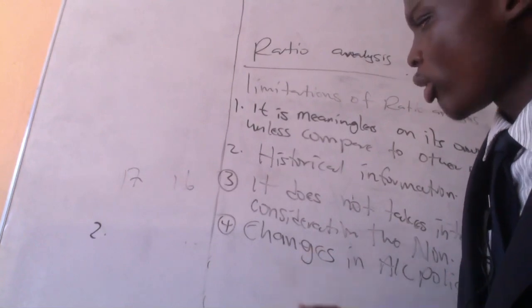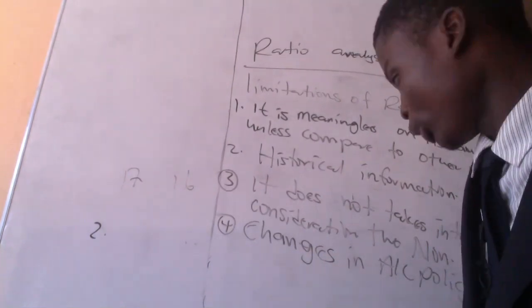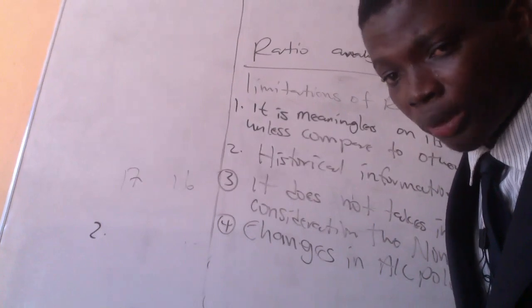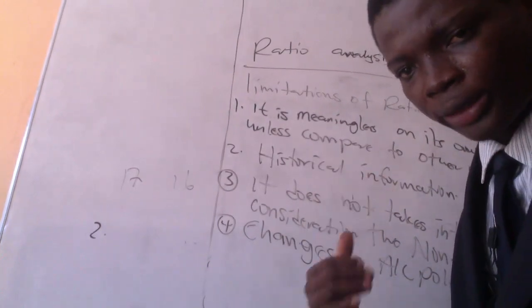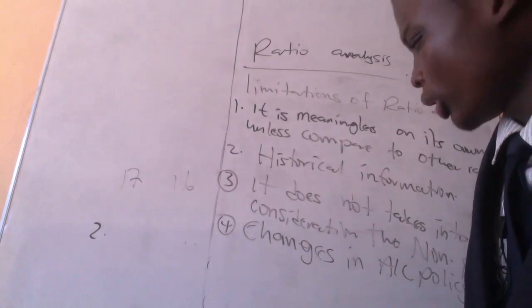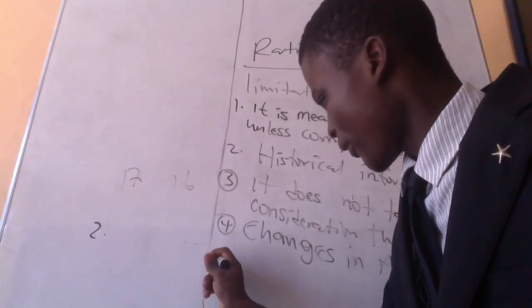It can also mean selection of different accounting policies. If you are doing an intercompany comparison, selection of different accounting policies by the company. Good. Now let's go to point number 5.